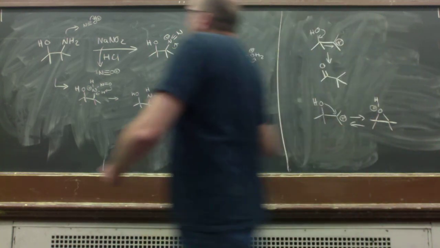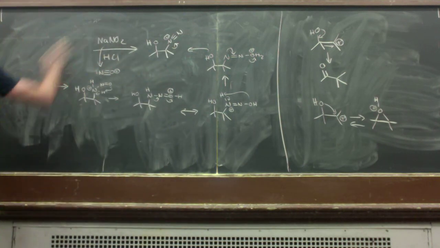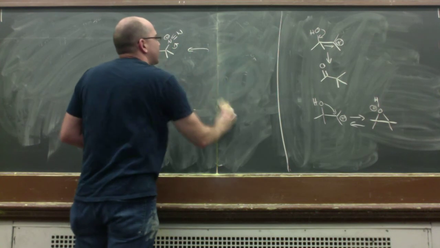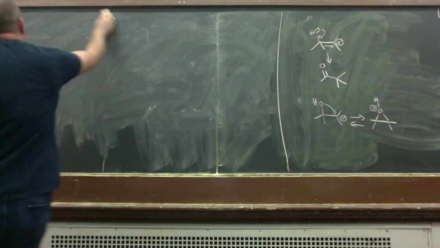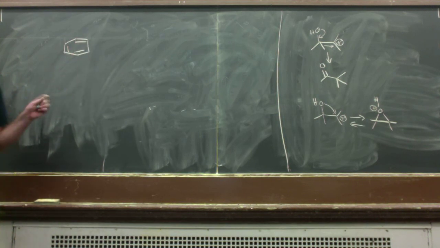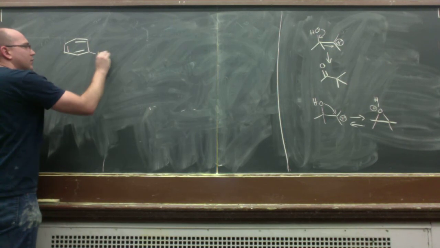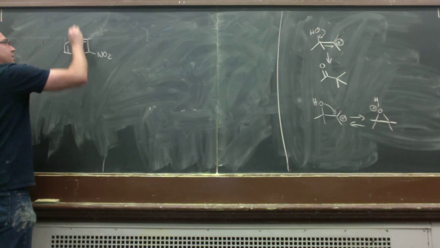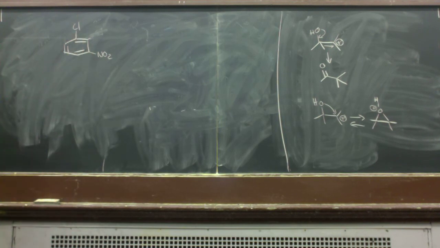So the question is, in aromatic chemistry, if you have nitrobenzene and a chlorine here, you want to know where the reaction would go. So what do you think it would do? It would go for the chloride.